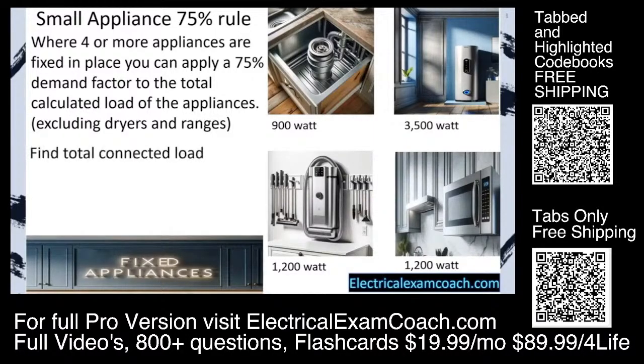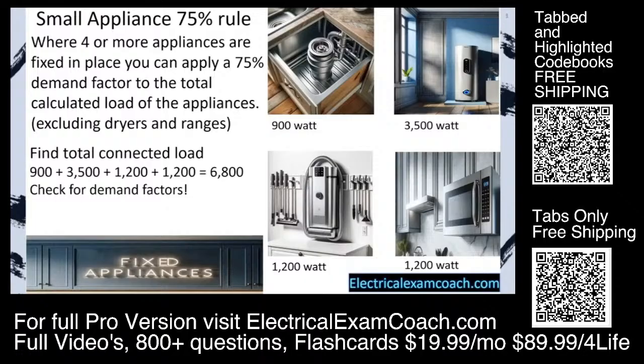What we're going to do first is find our total connected load. So we're going to go ahead and total all these up, and that equals 6,800. Then we're going to stop and check for demand factors. Step 1 in all load calculations is to get the total connected load. Then we're going to check for demand factors. And in this case, we can apply the 4 or more 75% rule. We take 6,800 multiplied by 0.75, and that gives us a new reduced load of 5,100 watts. And that's what we would take and add to our whole home load calculation.